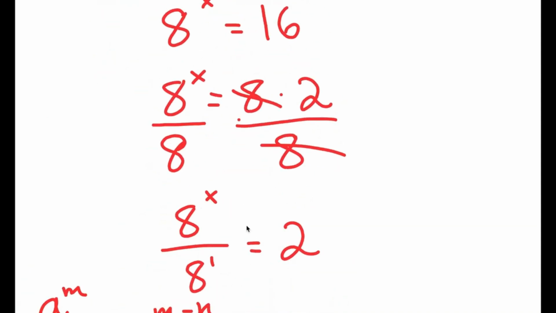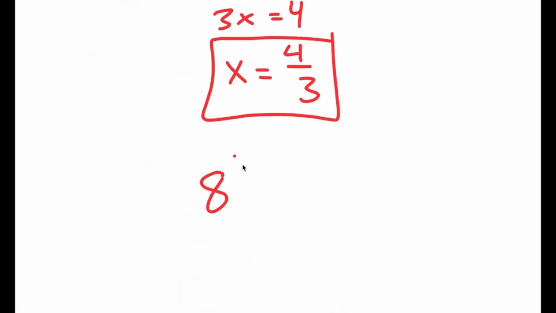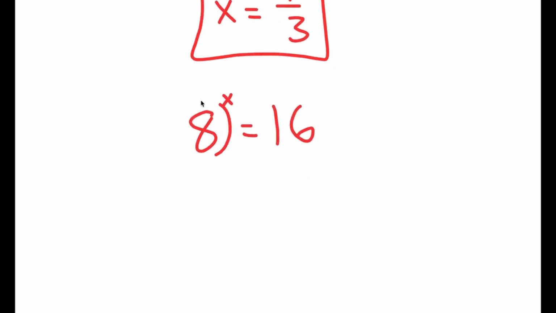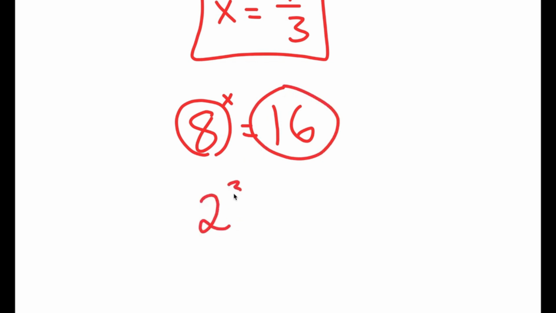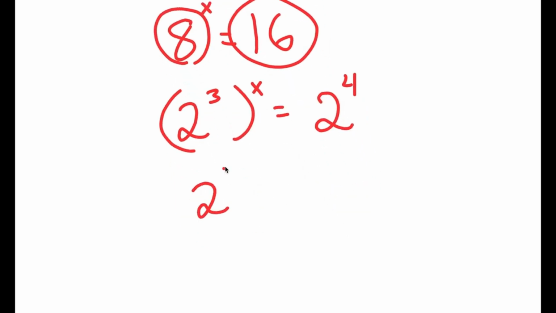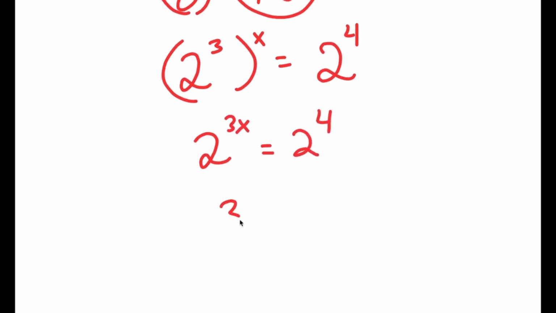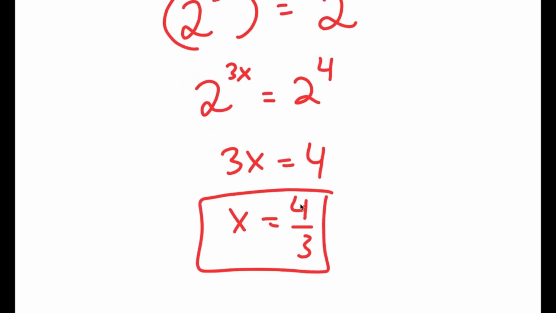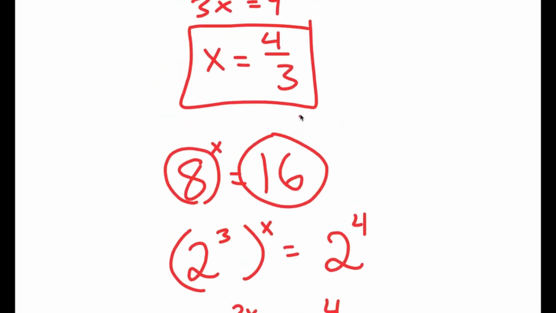Now, there actually is another way to solve this problem. What I can also do is at the start rewrite both of these in bases of 2. So 8 is the same thing as 2 to the power of 3, so I get 2 to the power of 3 to the power of x, and 16 is the same thing as 2 to the power of 4. Now this is the same thing as 2 to the power of 3x is equal to 2 to the power of 4, meaning that 3x is equal to 4, and x is equal to 4 over 3. So this is a much simpler method of solving this problem.